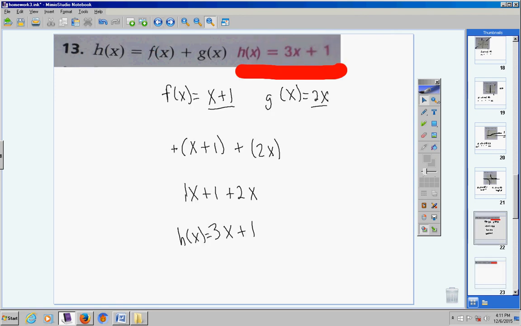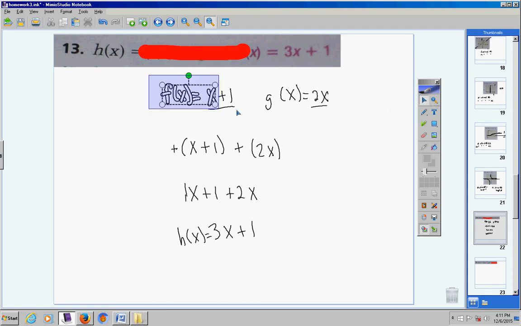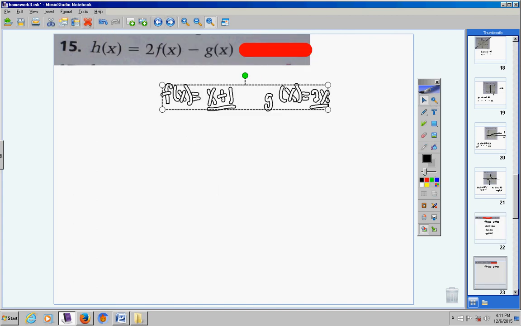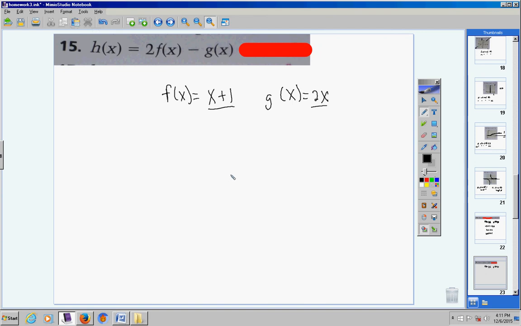Number 15, let's go back and copy these real quick so we have those. Okay, we're going to take 2 times my f function and then minus my g function. So 2 times, here's my f function, then minus my g function. Alright, let's take this step by step. First of all, you have a 2 here. You're going to distribute through the parentheses. 2 times x is 2x. 2 times positive 1 is positive 2.